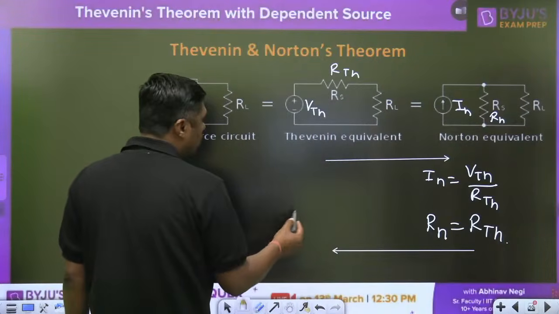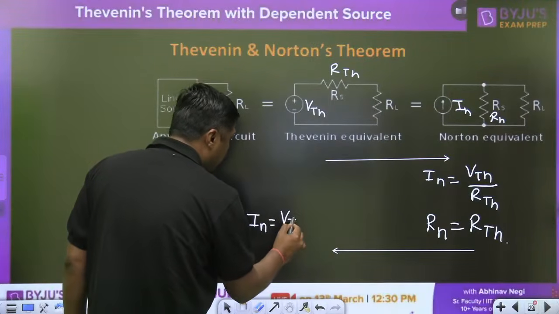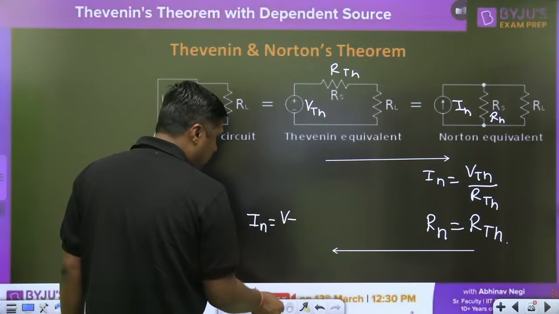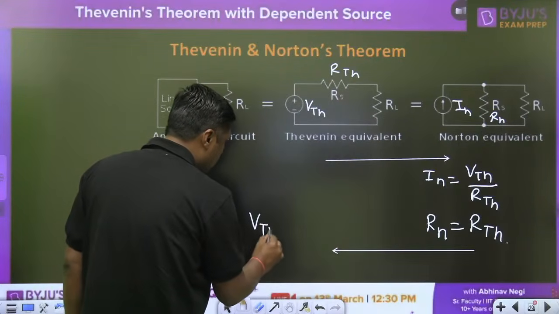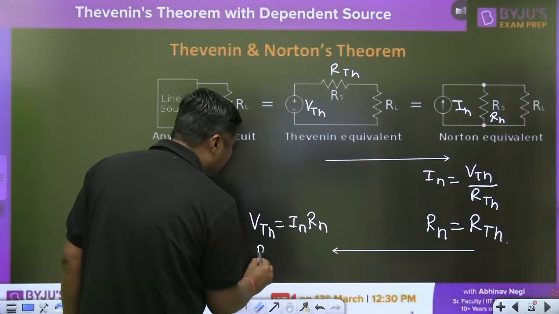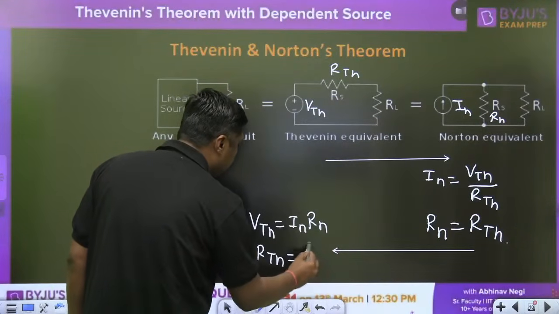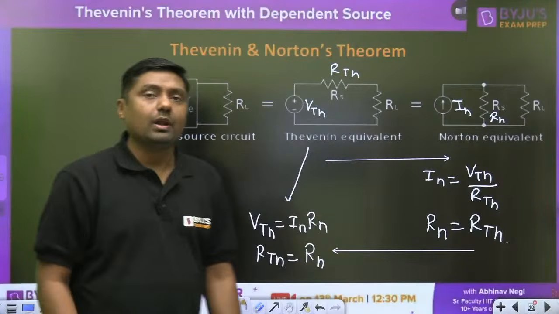What is the current source to voltage source? IN is equal to VTH by RTH. So VTH is equal to IN into RL, and RTH is equal to RL. You will get the Thevenin's equivalent.